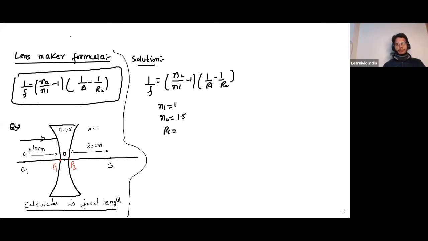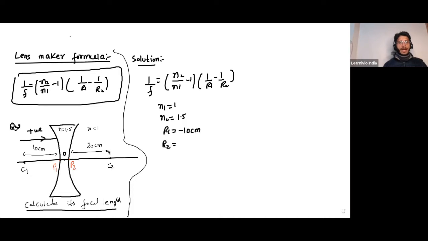Apply sign convention. See, this is the direction of light. This is the positive direction. To measure this distance, you are moving from P to C1. While moving from P to C, you are moving in a direction opposite to that of light. So this should be positive or negative? This should be negative now.